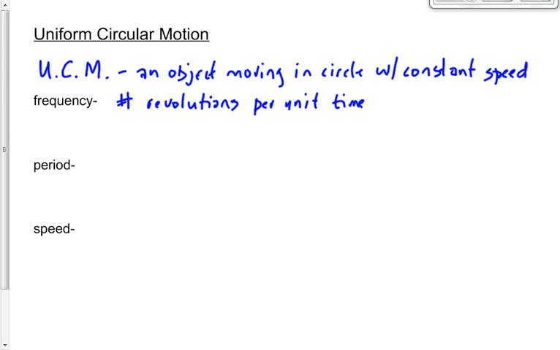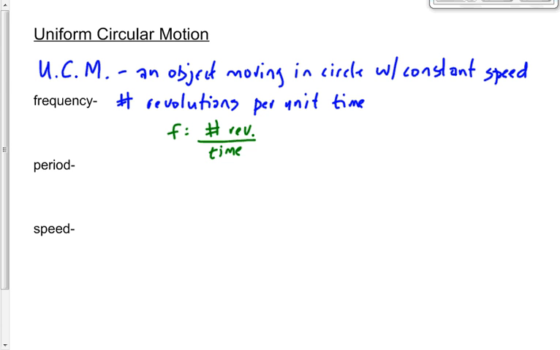Now the symbol for frequency is a small f. Make sure you don't get that mixed up with force. Force is a big F. We need to make this small so that we don't mix it up with force. Frequency is the number of revolutions over the time.